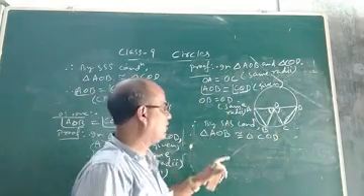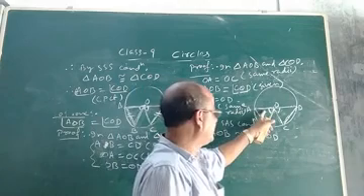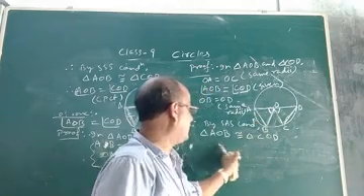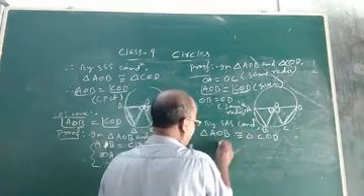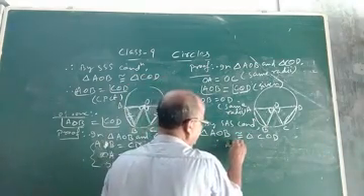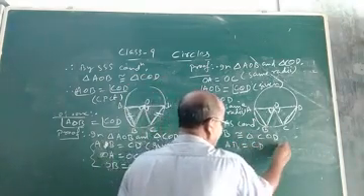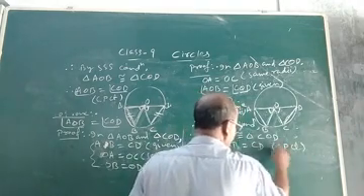Now what will happen? If these two triangles are congruent by side angle side, then automatically AB will be equal to CD, because of corresponding parts of congruent triangles.